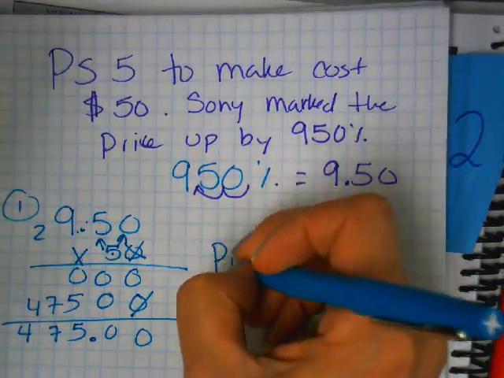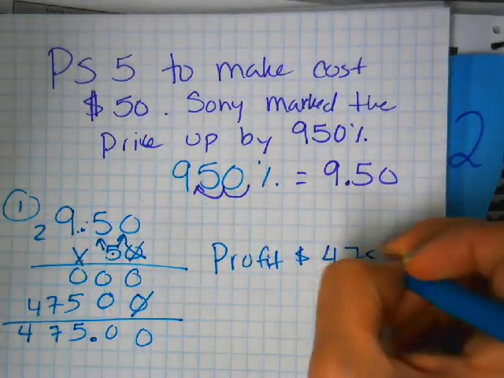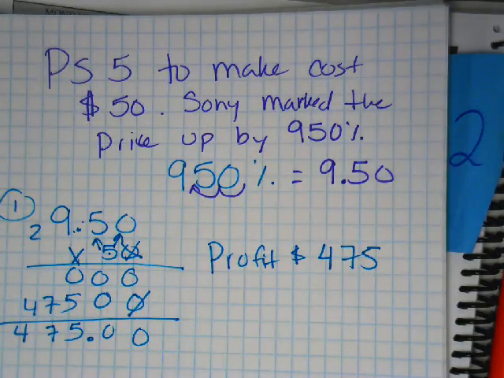That's called my profit. My profit is $475 in profit. How many of you, raise your hand, have a PlayStation at home? So they made, I guess, we're guessing on these numbers, but they made 400 from you, 400 from you, 400 from you, 400 from you, 400 from you. Yeah, it's a lot of money. It's a lot of money.